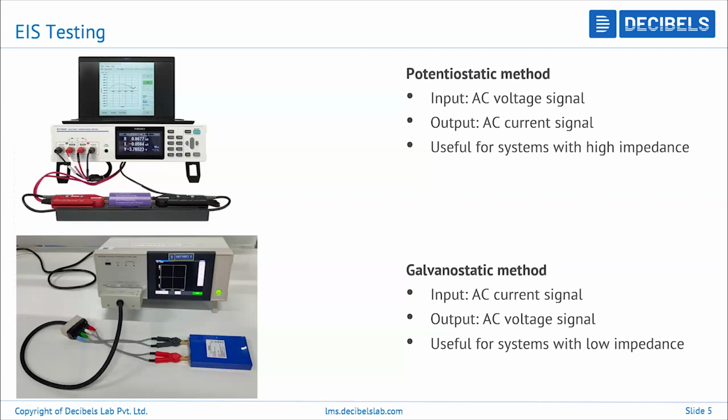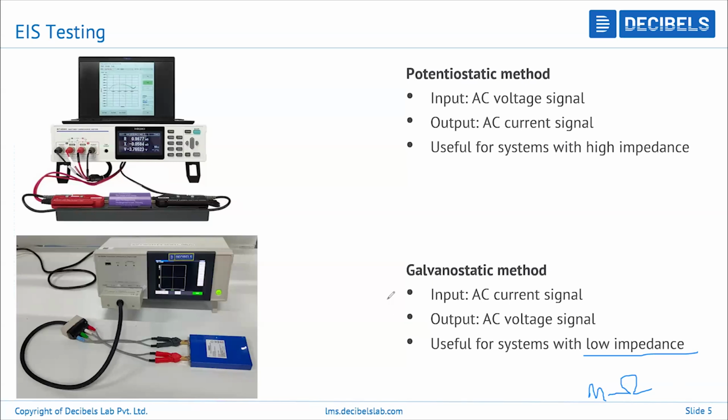Then we have the galvanostatic method, which is the other way around. We use an input of AC current and get an output of AC voltage signal, and from there the impedance can be estimated. And this is useful for systems which by design have a much lower impedance. For example, lithium ion cells come under the category of low impedance because they are usually in milliohms. They are almost always in milliohms. So if you take a battery pack, or if you take an individual cell, you will see that their resistance is in milliohms.